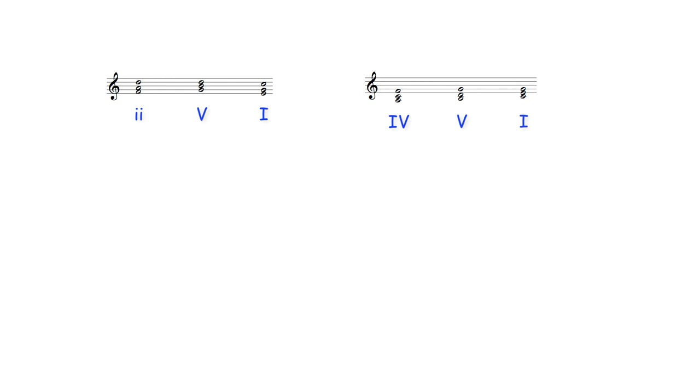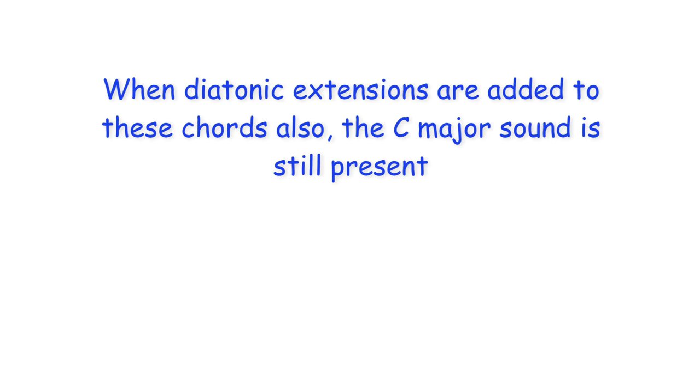Also, if we play a C pedal over common functional tonal progressions in C major, such as 2-5-1, 4-5-1, or 6-2-5-1, the major sound is reinforced by the harmony. In fact, if we play these progressions on their own, they are still oriented to C. When diatonic extensions are added to these chords also, the C major sound is still present.